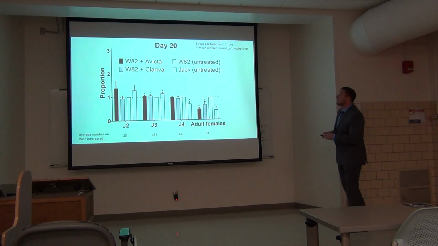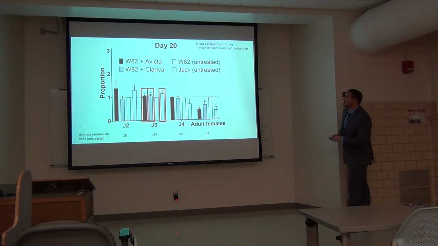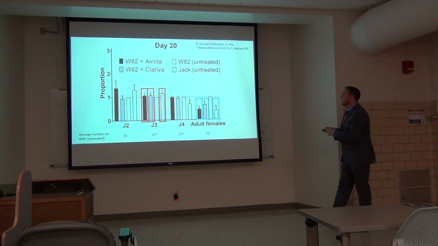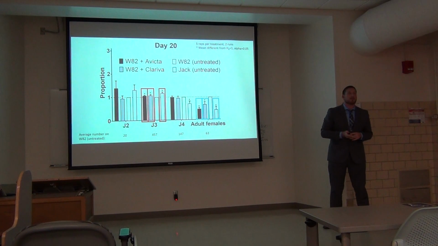Let's look at day 20. Again, our proportions and our one line. At the J3 stage, we see more nematodes for Avicta, Cleriva, and Jack. And at the adult female stage, we see fewer nematodes for Avicta, Cleriva, and Jack. So at least by day 20, we're seeing a little bit slower development for those seed treatments and our resistant variety, and not as many nematodes reaching that full adult stage.